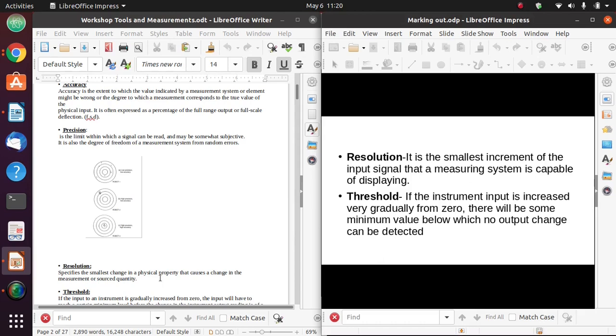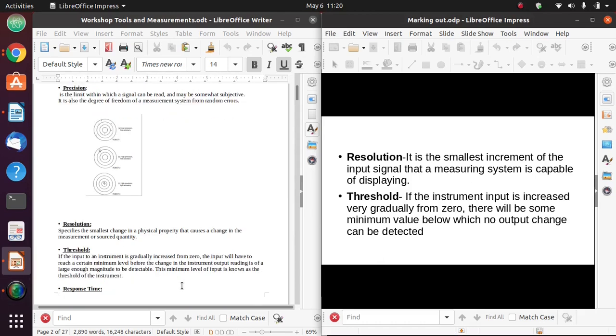Now we have threshold. If I was to increase the physical property that I'm measuring, like temperature, gradually from zero, you'll find that that physical quantity will have to reach a certain minimum level before that change can be registered by the measuring instrument, so that the output is large enough to be detectable. So that minimum level of the input of that physical quantity is what we term as threshold. Different measuring instruments have different thresholds.